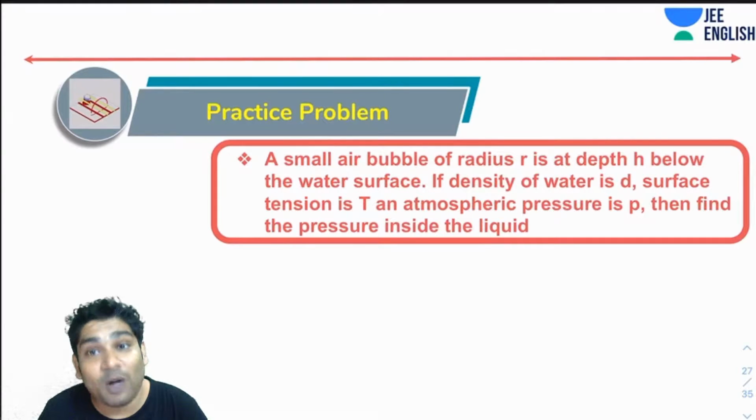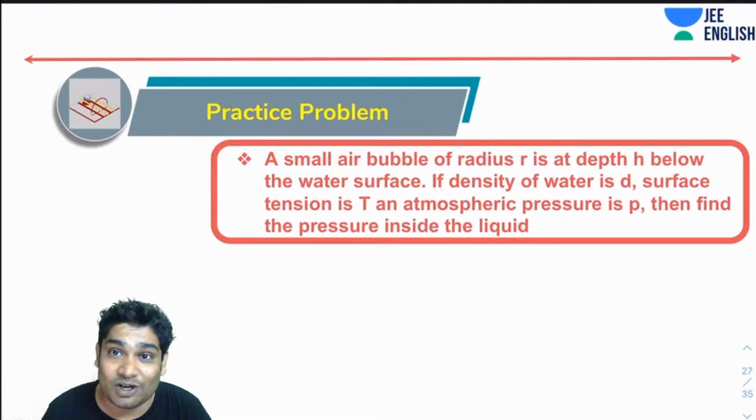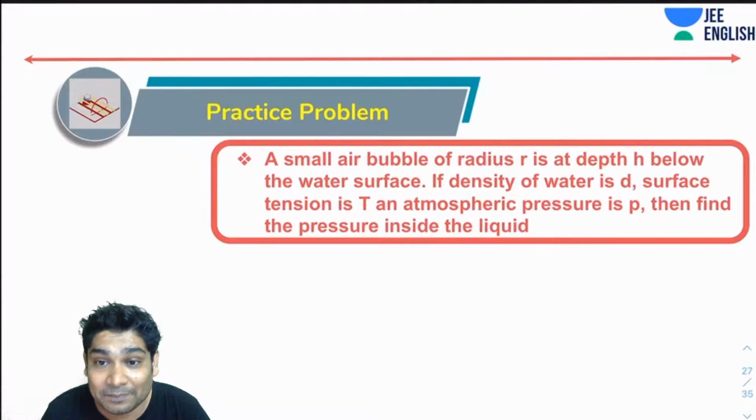Okay. So a small air bubble of radius r is at a depth h below the water surface. The density of water is d and the surface tension is T and the atmospheric pressure is P. Now what is the pressure inside the liquid?